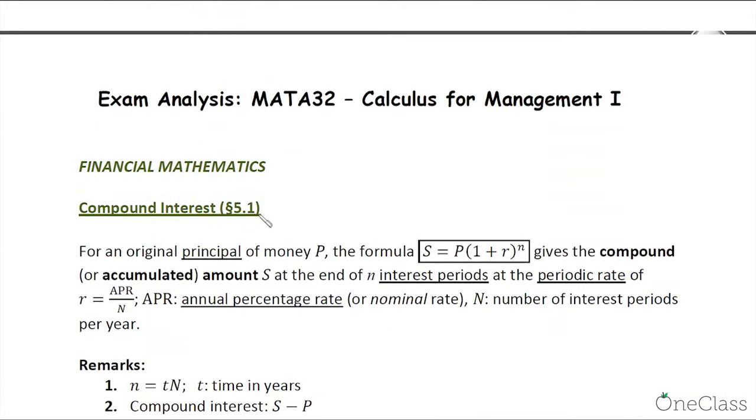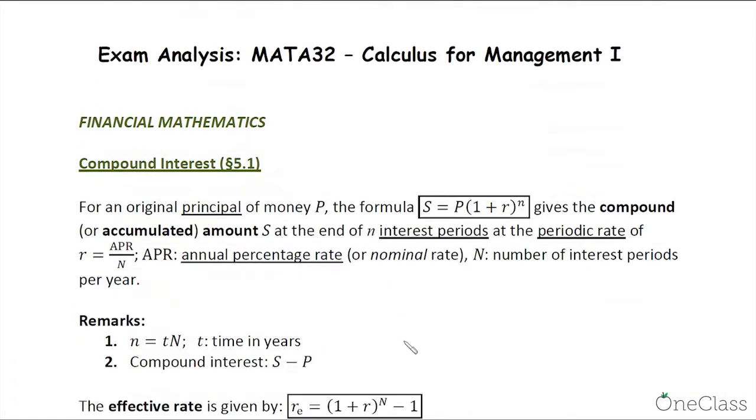Compound interest, this is section 5.1. For an original principal of money P, the formula S equals P times (1 plus R) to the power of n gives the compound or accumulated amount S at the end of n interest periods at the periodic rate of R equals APR over big N.